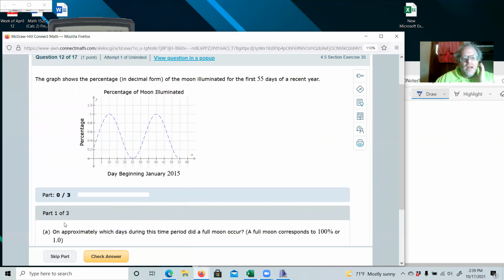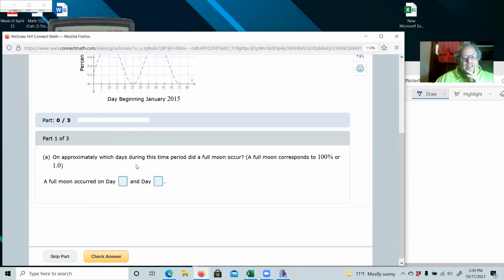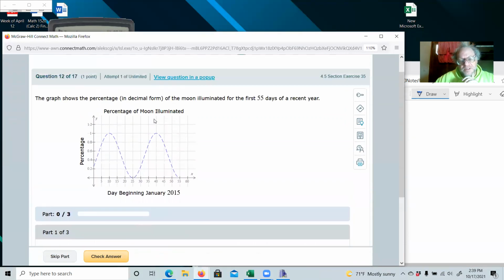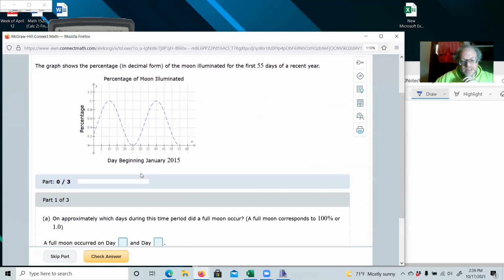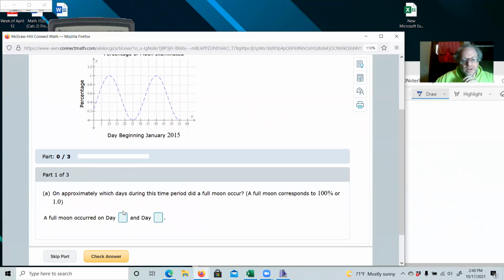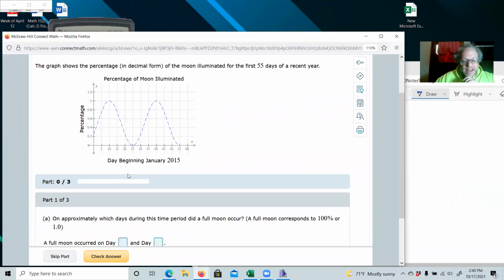On approximately which days during this time period did a full moon occur? Percentage of the moon illuminated. So when it's 100%, see there's a 1 here? When it's 100%, we're going to say that it's a full moon. So let's see here. Which days did the full moon correspond to 100% or 1? It occurred on, looks like day 10.